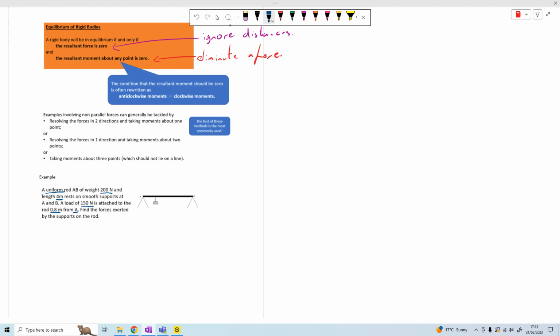They give me a rough diagram here. I'm just going to draw one that's slightly bigger so I can label some more things. I've got A here, B here, and then let's start labeling things. The first thing I'm going to label is all the forces. Straight away, it's uniform, so 200 newtons in the middle. It's also got another weight over this way, which is 150 newtons. And then it's going to have two forces: a reaction at A and a reaction at B. Remember, these aren't necessarily the same unless it says otherwise.